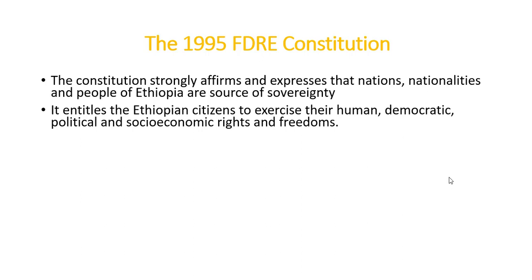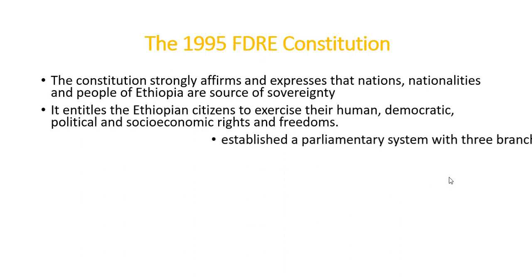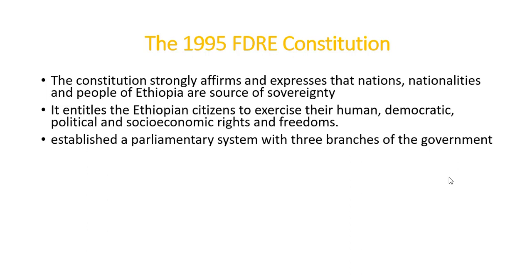The Constitution established a federal state structure with nine member states or regions that exercise legislative, executive, and judicial power in their own jurisdiction. It also established a parliamentary system with three branches of government: legislative, executive, and judicial, performing different functions. It is a bicameral parliament: the House of Peoples' Representatives and the House of Federation.